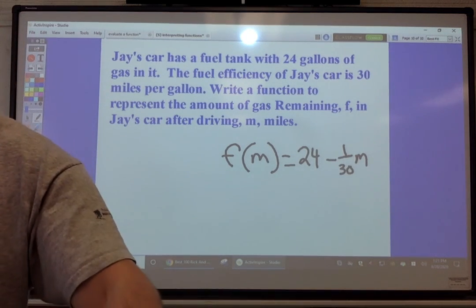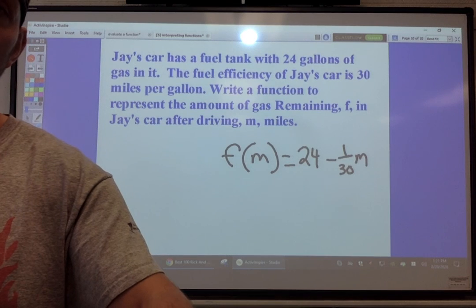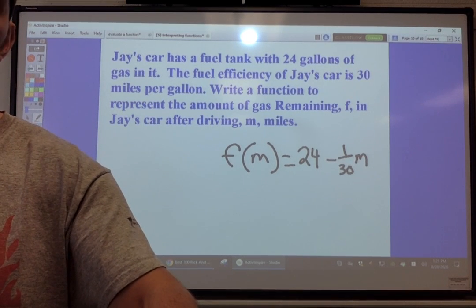This is just some wordy problems with functions, just to help you see what we'll have on our possible EOCs or ACTs and such.